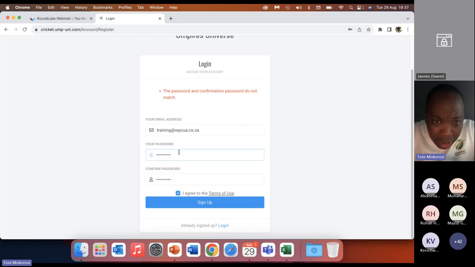Okay. I'm just going to count the characters in each one to make sure they're the same. 1, 2, 3, 4, 5, 6, 7, 8, 9, 10. Unfortunately, it doesn't show you. You can't view the passwords to verify that they're the same. Hopefully this time they do match.